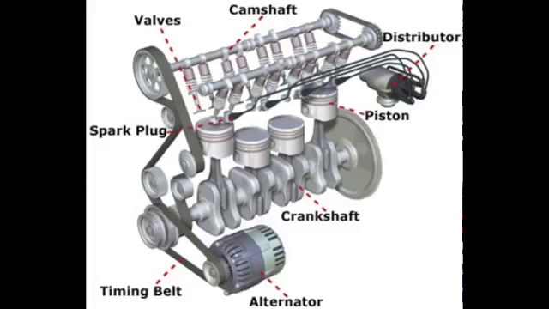The camshaft has little oblong-shaped circles on it that are called lobes. And as this shaft turns, the lobes push open the valves to let the gas in and the exhaust fumes out. The cam turns because it is attached to the crankshaft below by the timing belt, but we'll talk about that more later.